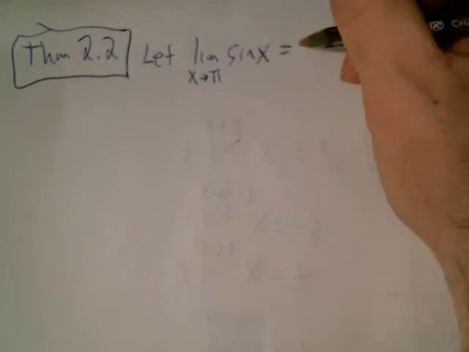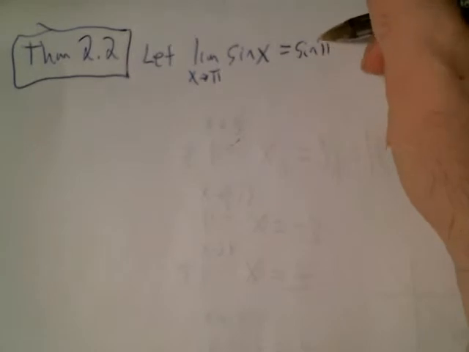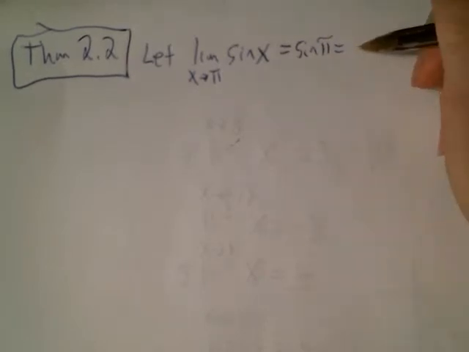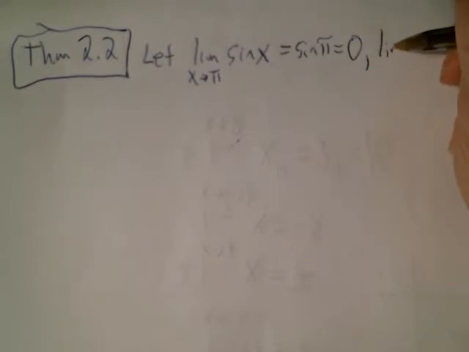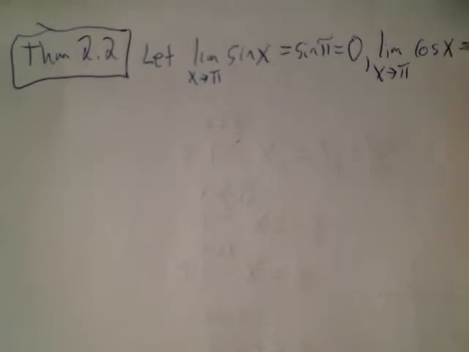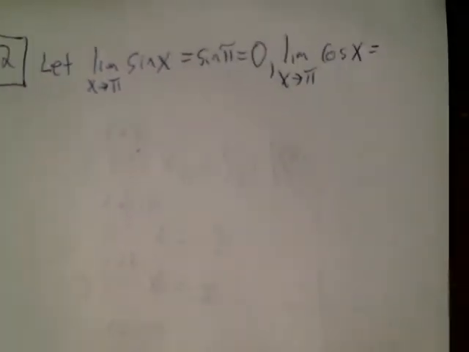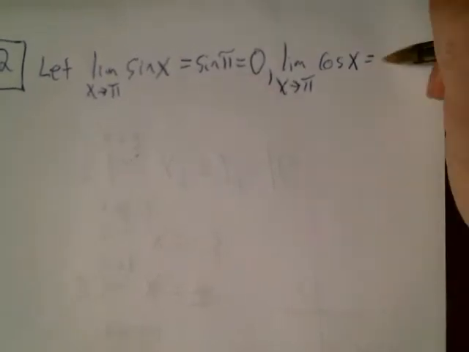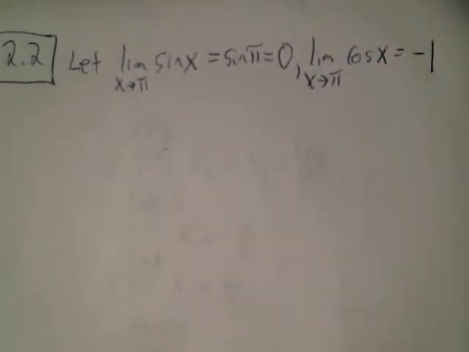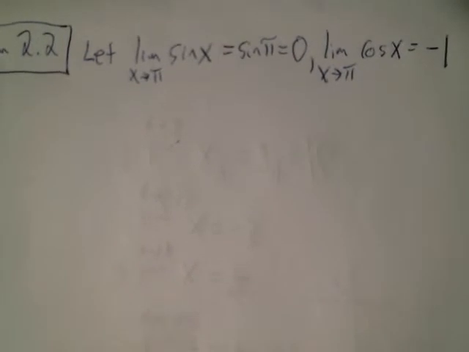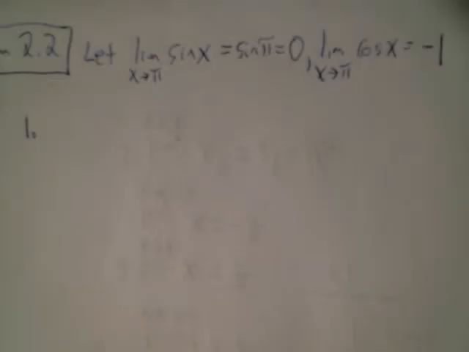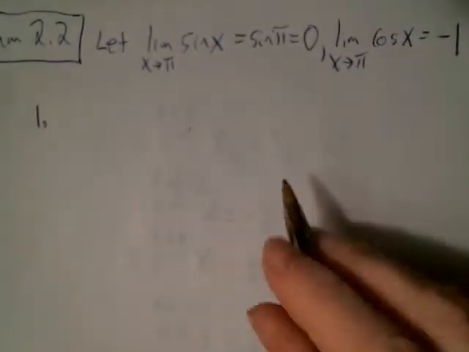Okay. Anyways, the limit of sine of x as x goes to pi, just put pi in there, and you get sine of pi. And the sine of pi then is just 0. So let that equal that, and then also let the limit as x goes to pi of cosine of x equal cosine of pi. I'm running out of room here, but cosine of pi is just -1.